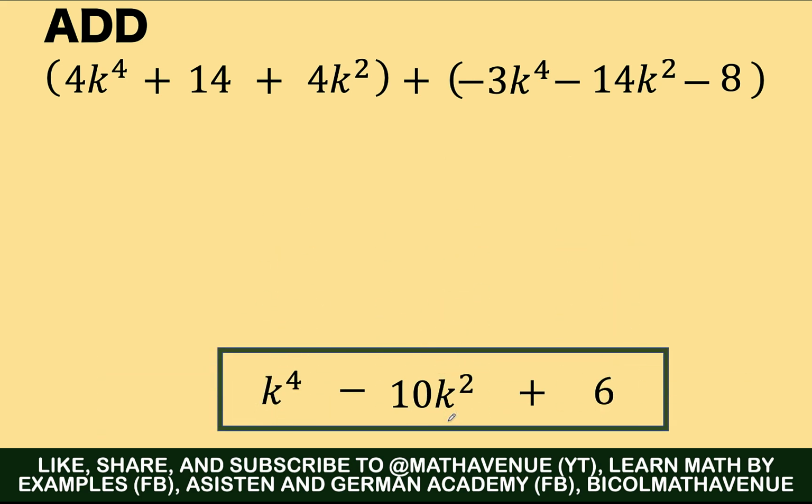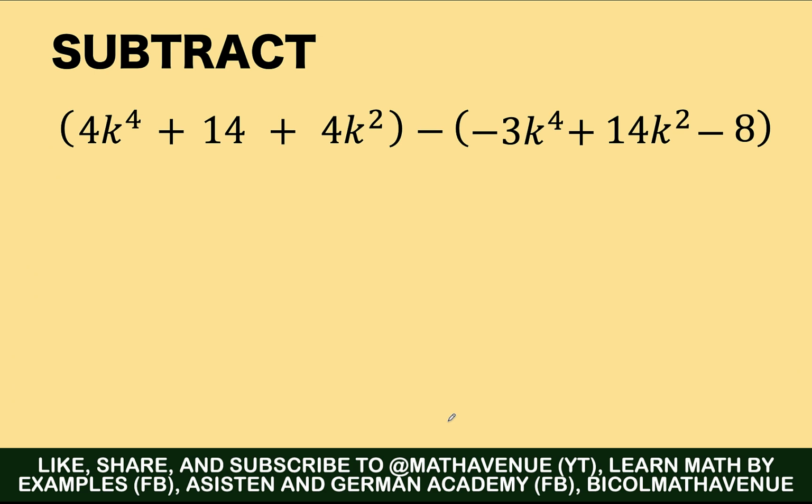This is now our answer. Let's have another example. Let's say we have subtraction. 4k to the fourth plus 14 plus 4k squared, minus negative 3k to the fourth plus 14k squared minus 8. Now, when this is subtraction, we do not invent another rule. Still, the rule is only like terms can be added or subtracted. There is only an additional step that you are going to perform.